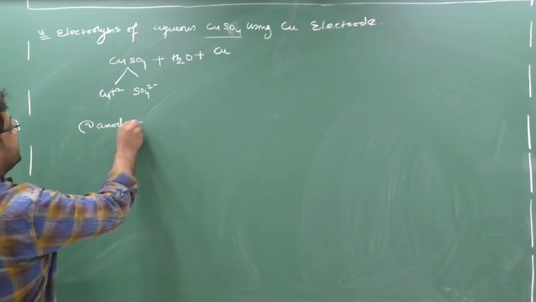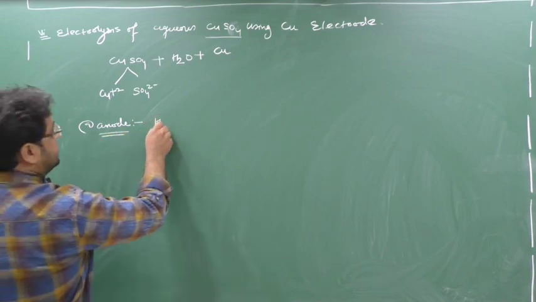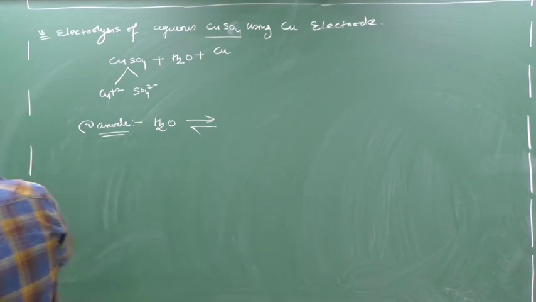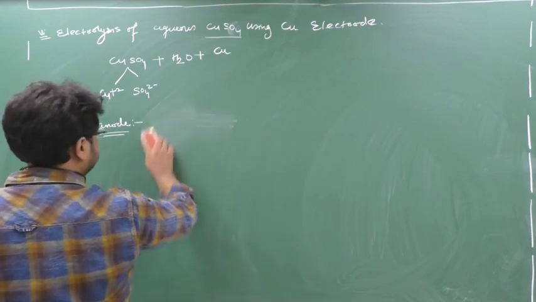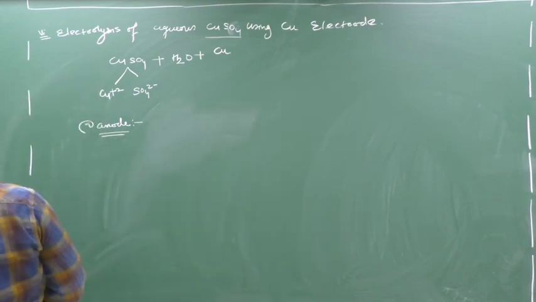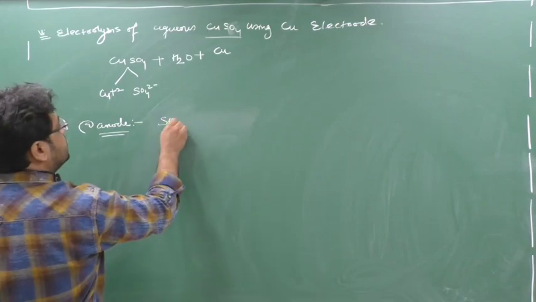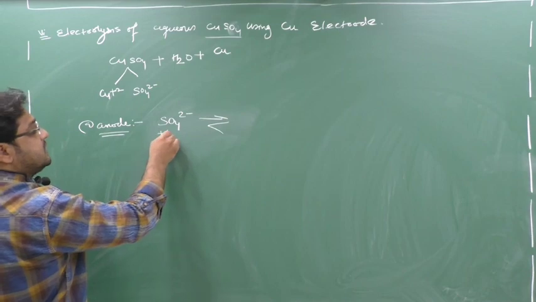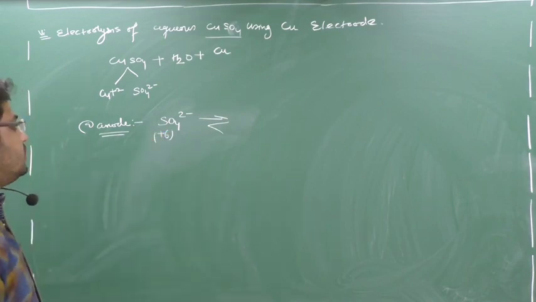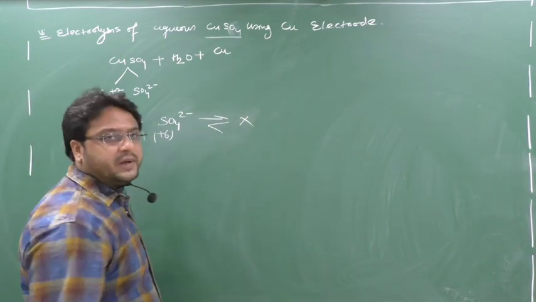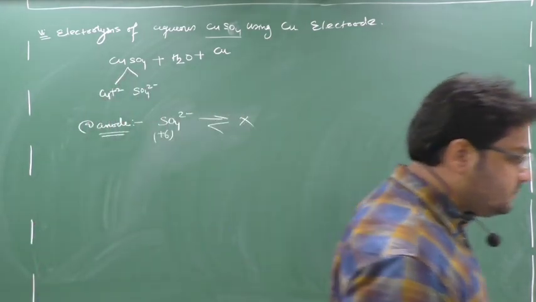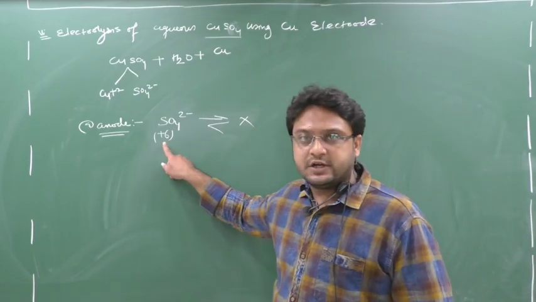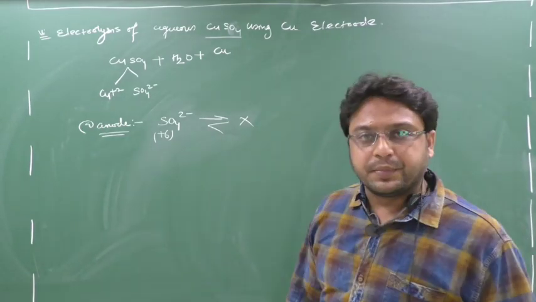At the anode, first we will see SO4 2-. Last class I also told you that S here is in the +6 state. So the oxidation of SO4 2- is not possible, because sulfur in SO4 2- is in its maximum oxidation state. So further loss of electrons is not possible here.